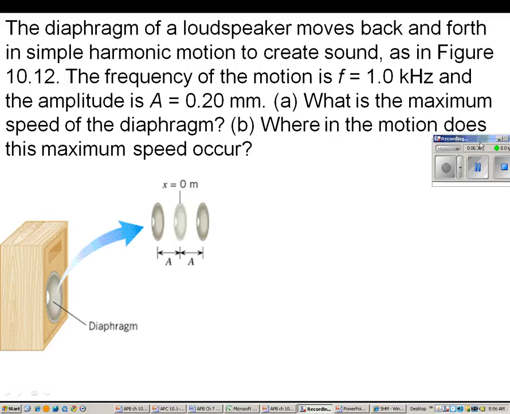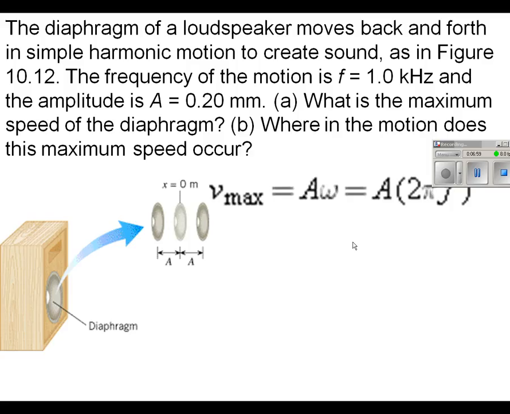So let's go ahead and try a problem. It says here, a diaphragm of a loudspeaker moves back and forth in simple harmonic motion to create sound. The frequency of the motion is 1 kilohertz, which means 1,000 hertz, and the amplitude is 0.2 millimeters. What is the maximum speed of the diaphragm? And part B says, where in the motion does the maximum speed occur?